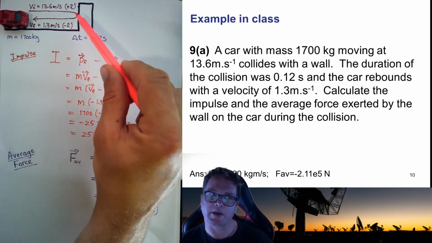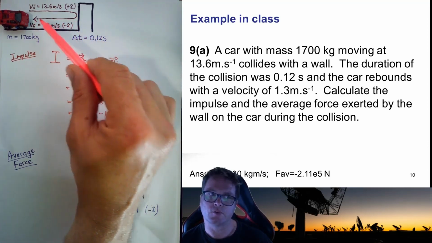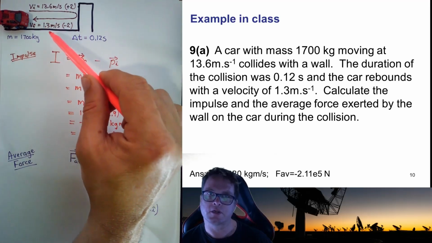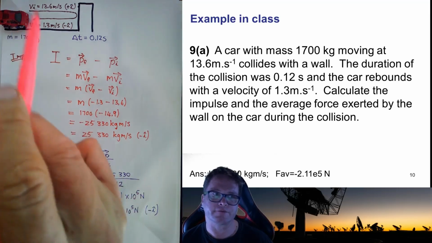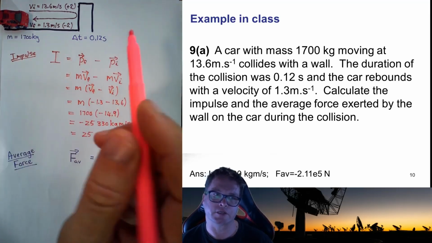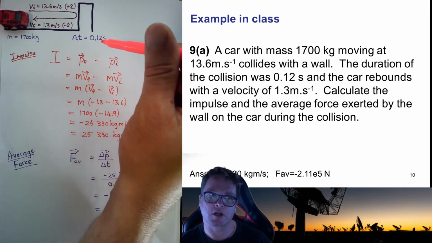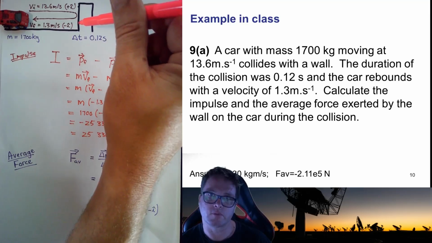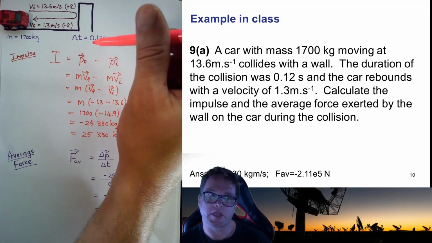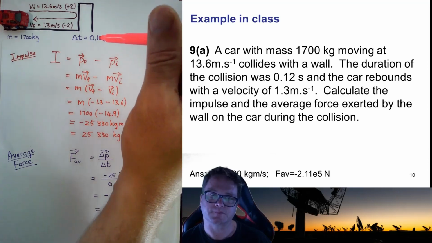In this case, when it bounces off the wall, it's going to be moving in the opposite direction. So it's 1.3 meters per second in the negative i hat direction. We're given the duration, or the time, in which the car is in contact with the wall when it makes contact with the wall. That lasts for 0.12 seconds.